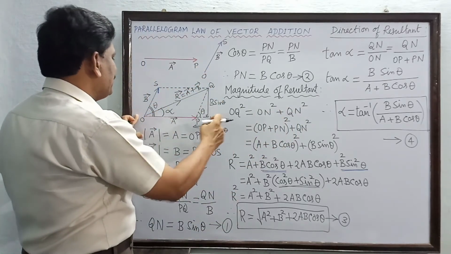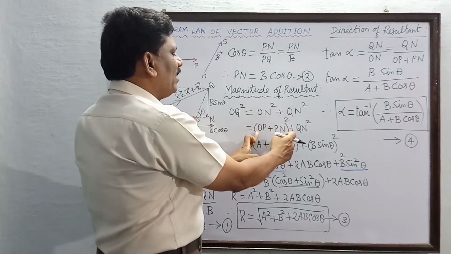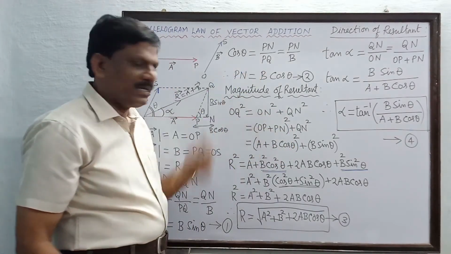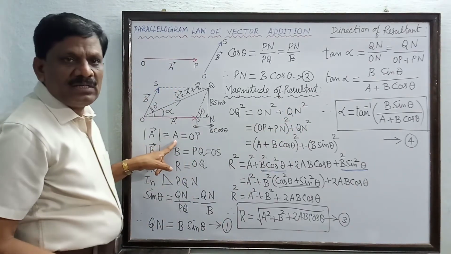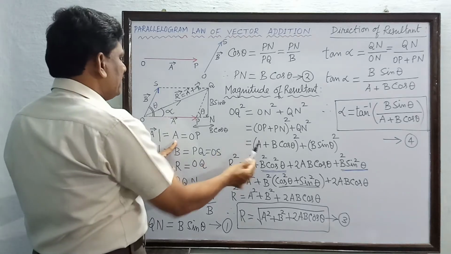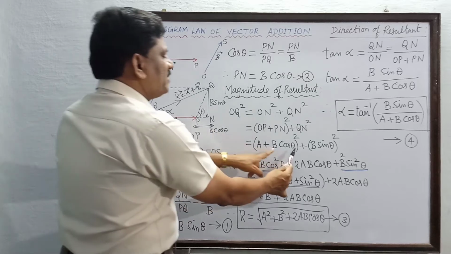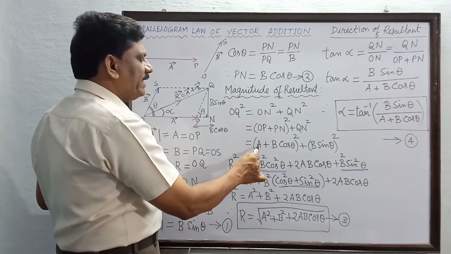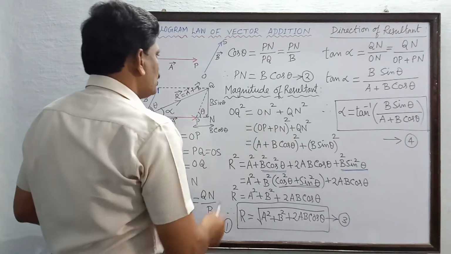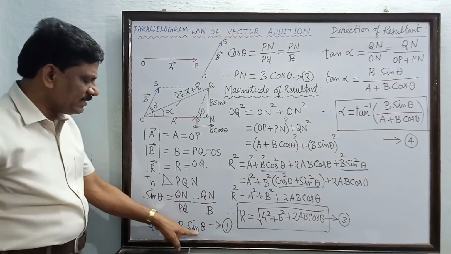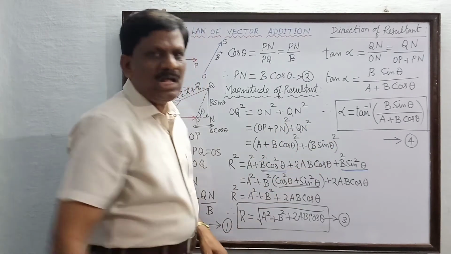But the length ON is equal to what? OA plus PN. So ON square has now become OP plus PN the whole square, plus the QN square. Now OP is equal to A, magnitude A, and this PN is equal to B cos theta. So I am substituting B cos theta. So it becomes A plus B cos theta the whole square plus QN square, and QN is equal to B sin theta. So I have substituted for QN square as B sin theta the whole square.